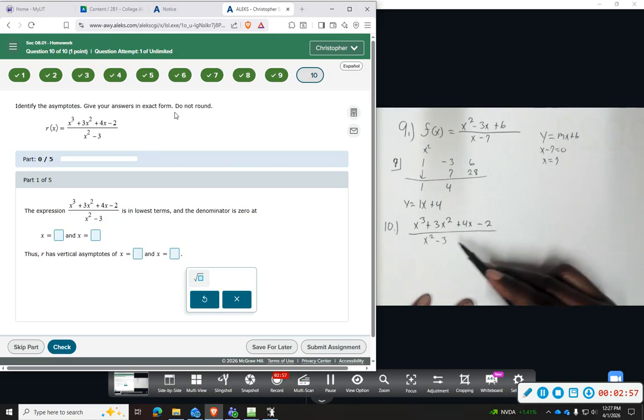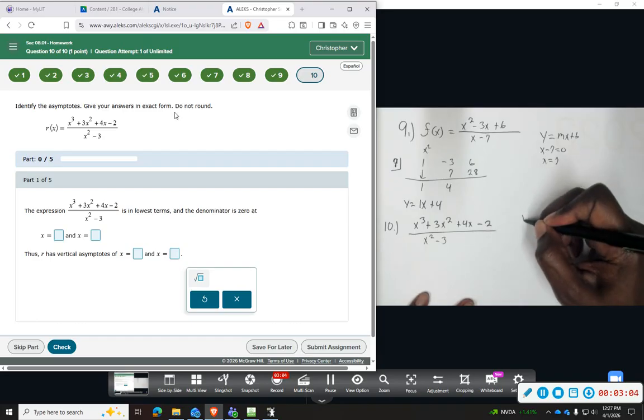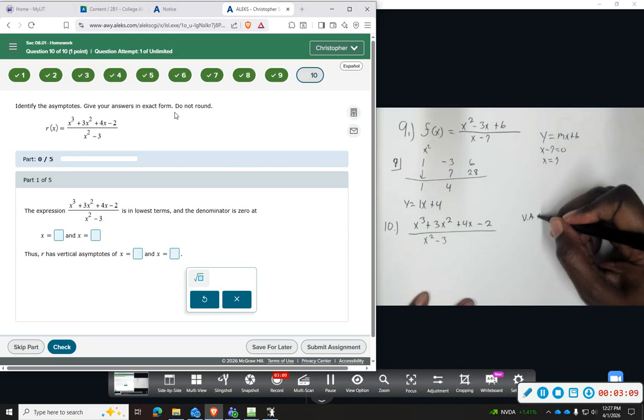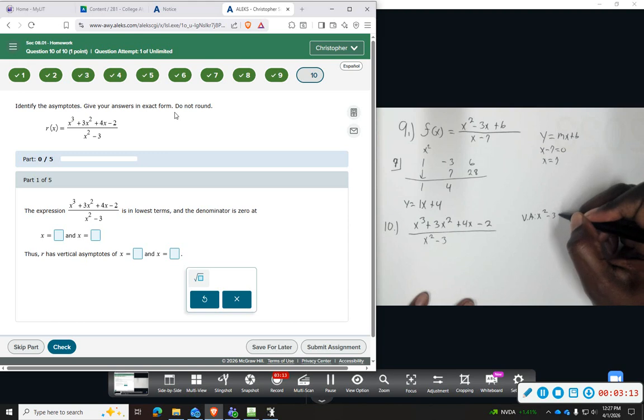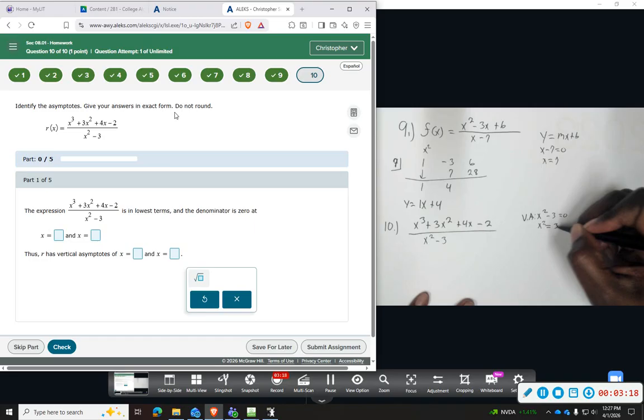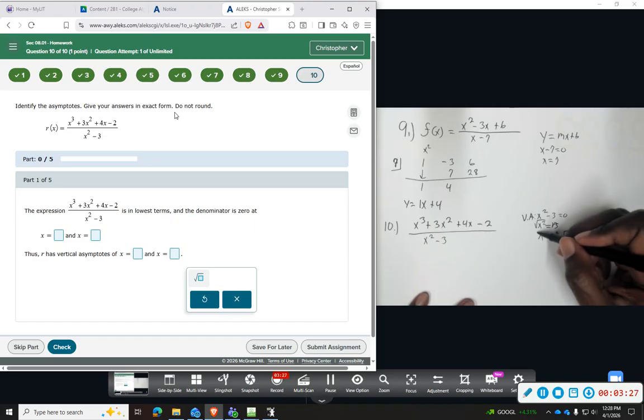All right, so let's start with the bottom. Vertical asymptotes. This will give us, we'll take this and set it equal to 0. Add 3. And then we got to take the square root. So we get x equals positive or negative square root of 3. So we get 2 vertical asymptotes.